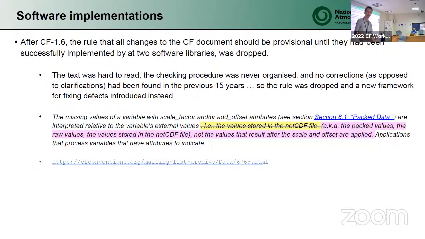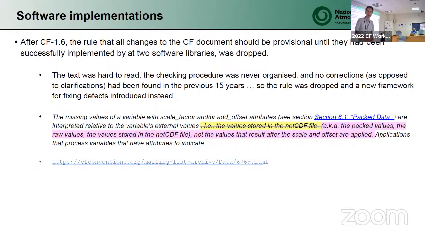And the basic reasons were that the text it produced with all these provisional changes on record was hard to read. It was never actually enforced, and nothing had ever been found to be wrong in the previous 15-year history of CF, basically. Things have been clarified and so forth, but they weren't wrong. They could just be maybe presented a bit better.